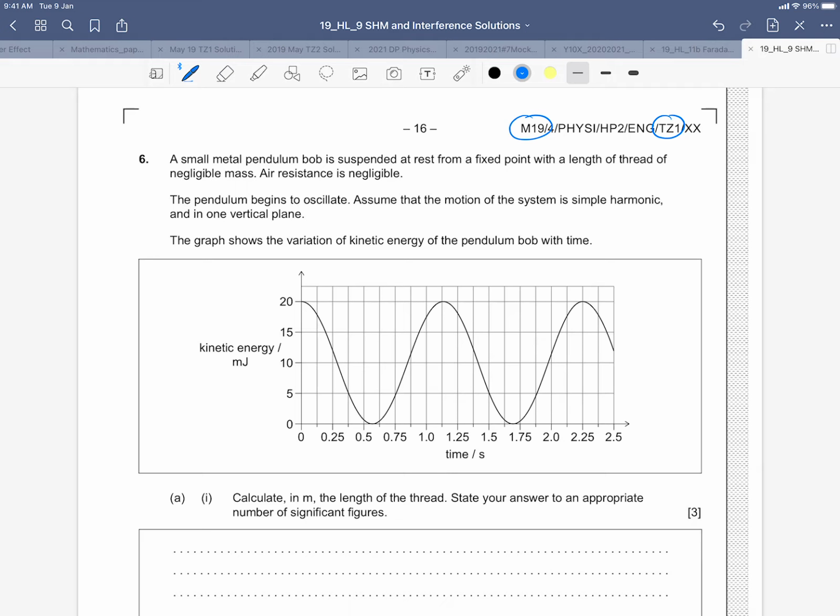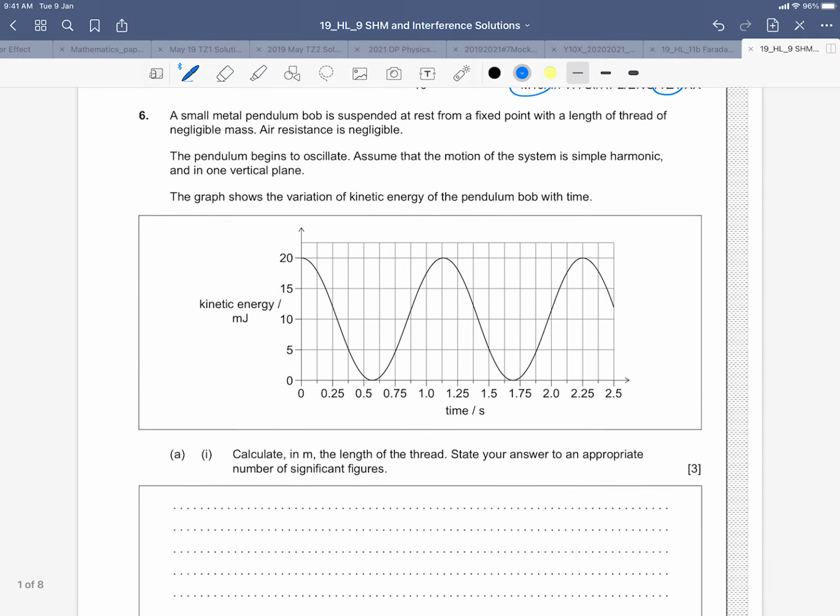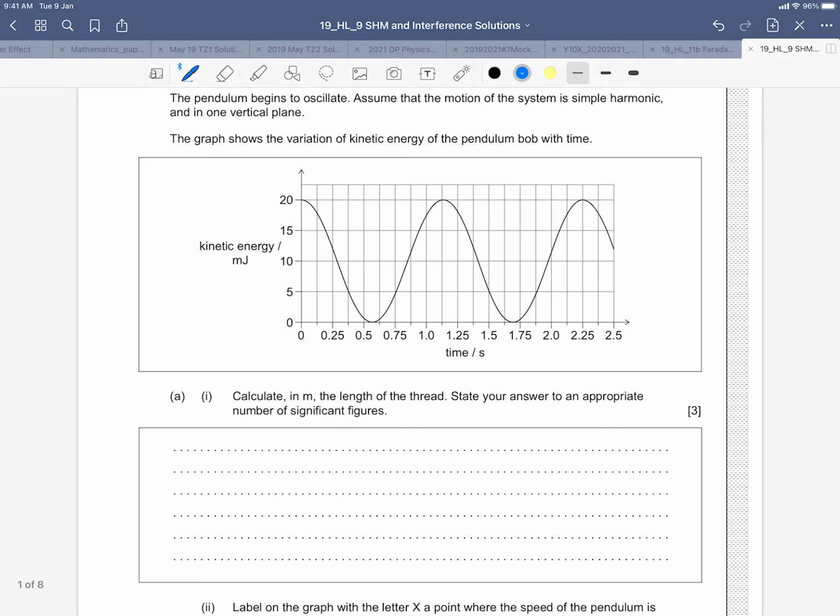So looking at a pendulum, they're showing us the graph of its kinetic energy, and we have to calculate the length of the thread. So we of course remember that the period of a pendulum when it's oscillating at small angles is 2 pi root length over g. So we can find the length of the thread if we can just read off the period.